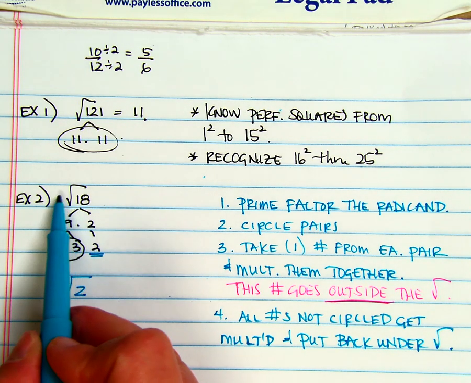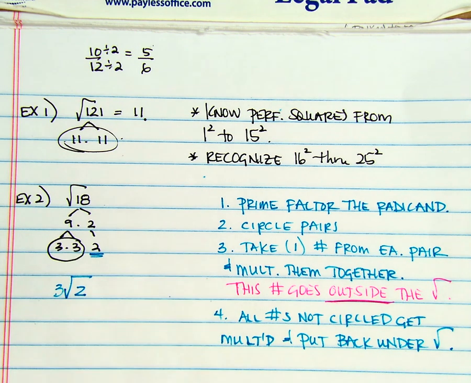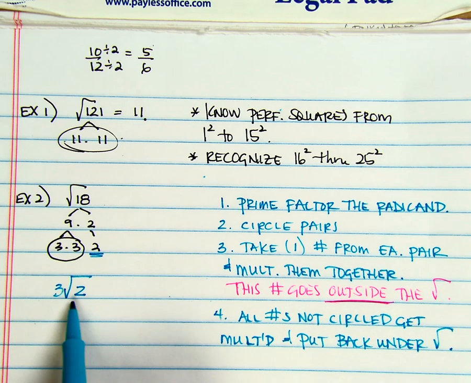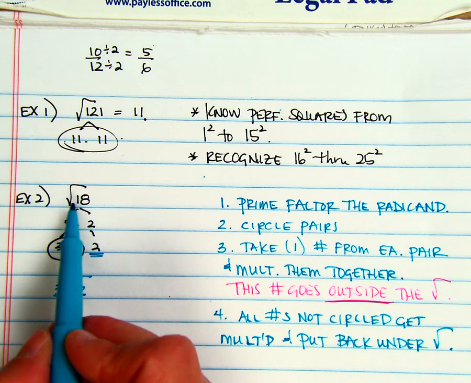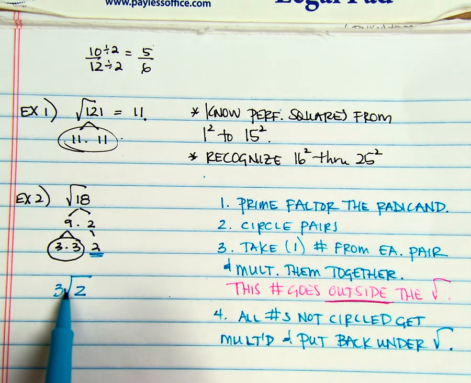So if you want to check to see if you have done this right, you can put this into your calculator and see what decimal it spits out. And then put 3 times radical 2 into your calculator, and it better be the same decimal. If not, you have made a mistake.